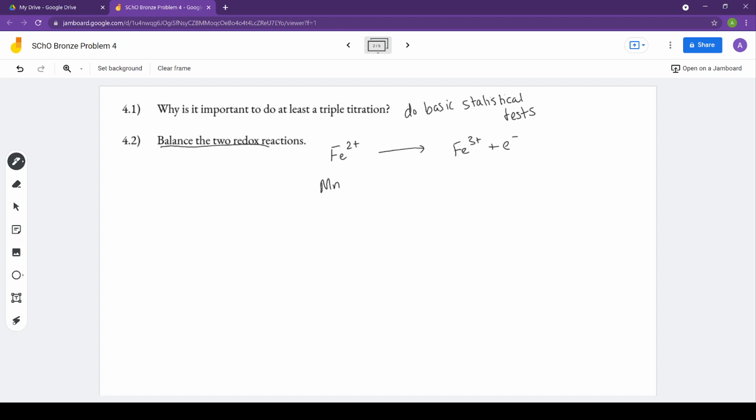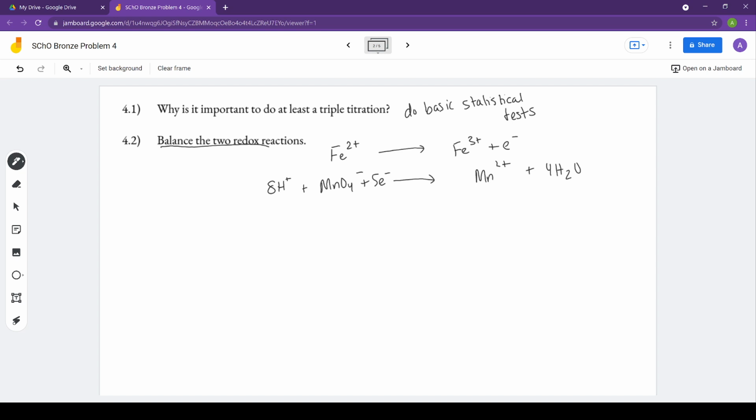If we have our permanganate half reaction, we can do this too. Our permanganate reduces to Mn2+. Then we have to balance our oxygens, so we add 4H2O on the right side. This should be familiar from AP chemistry. Then we need to balance our hydrogen, so we add 8H+ to the left side. And finally, we need to balance our charge. So we have 7+ on the left side, 2+ on the right side. We need 5 electrons there.